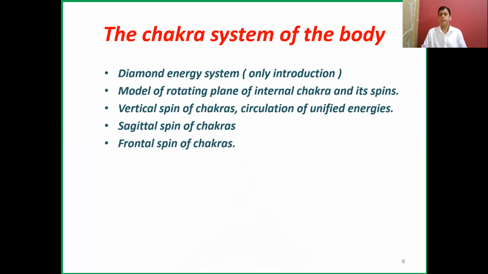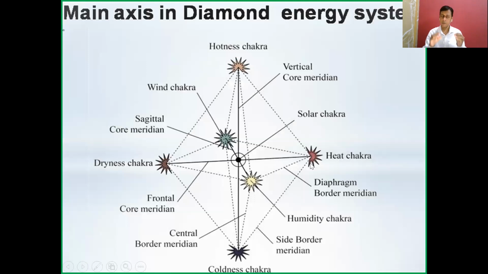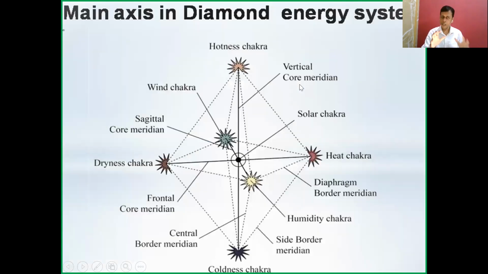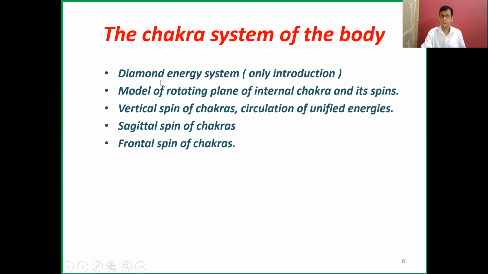The second part is about the chakra system of our body. To understand the chakra system in a better way, we need to understand the diamond energy system also. So in brief, we'll discuss only the introduction part. We will discuss why we need this energy system, because it consists of core meridian, border meridian, external chakra, and internal chakra. And in this course, we need to understand the external chakra, because we will use it in the vertical spin. So we will discuss the diamond system in brief.